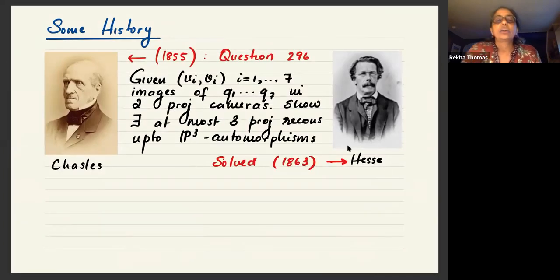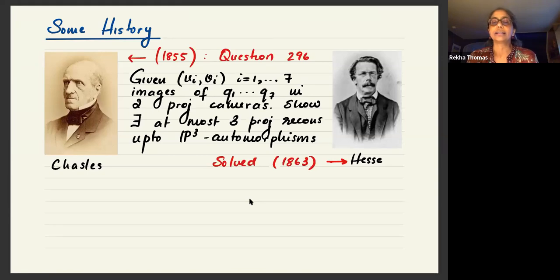All right, let me also pause for a moment to talk a little bit about the history of these problems. So these problems are very old in some sense. And here, for instance, is a problem that was raised by Chasles, the French mathematician, in 1855. So he asked the following question. If you're given 7 point pairs, u_i and v_i, which are known to be images of 7 world points in 2 projective cameras, he asked whether you can show that there exist at most 3 projective reconstructions up to P3 automorphisms. Okay, so this question is from 1855.